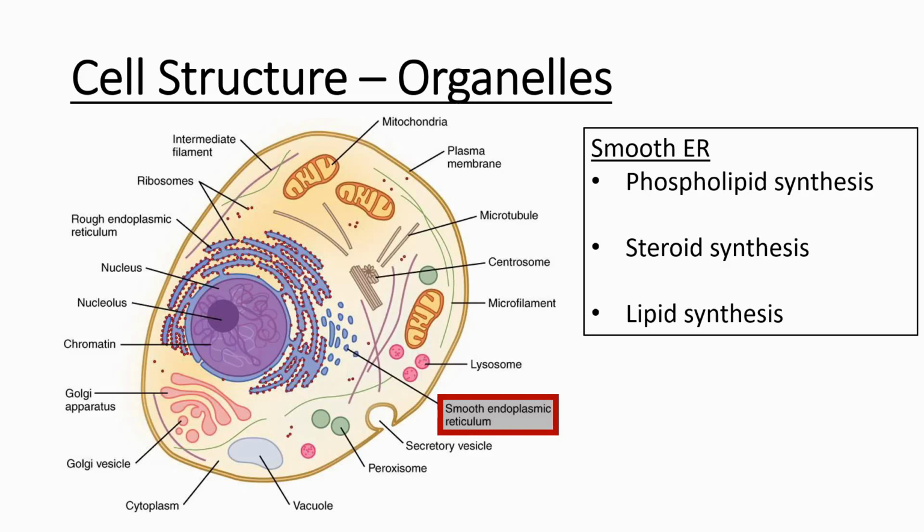Now, some cells have another type of endoplasmic reticulum called the smooth ER. This is separate from the rough ER. The smooth ER is involved in phospholipid synthesis, steroid synthesis, and lipid synthesis. In most cells, regions of the ER shown here are rough and some regions are smooth, and these regions have no ribosomes attached. In that case, the smooth ER does not really do all of these functions.